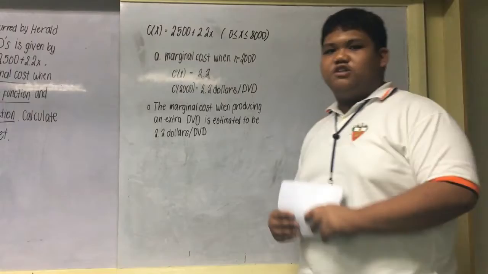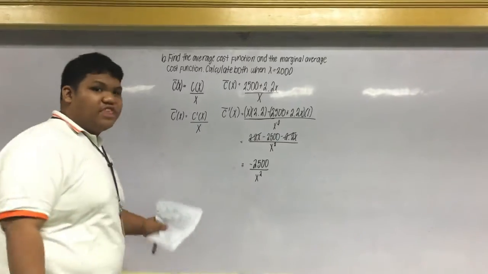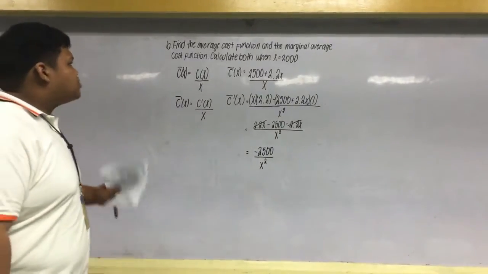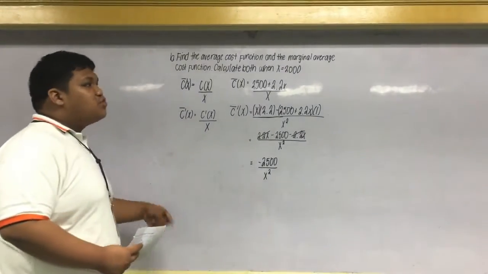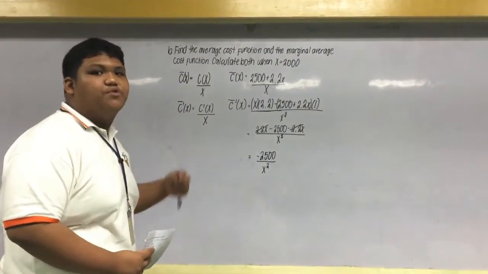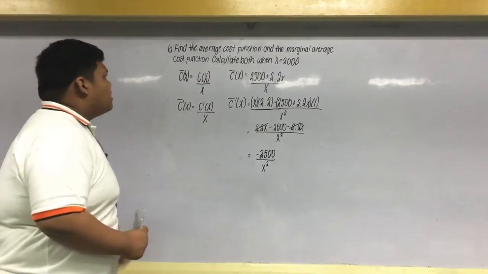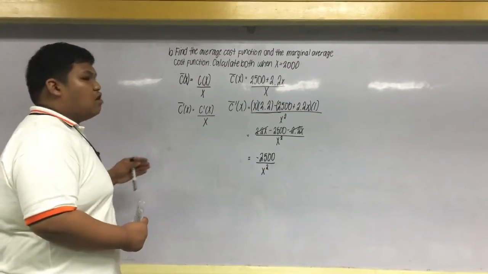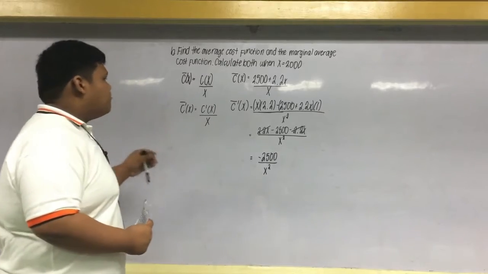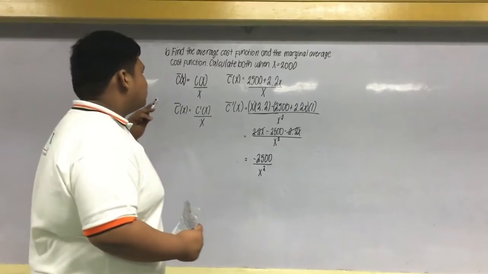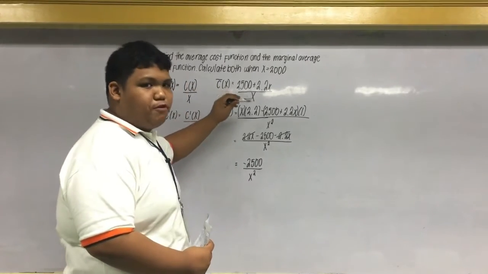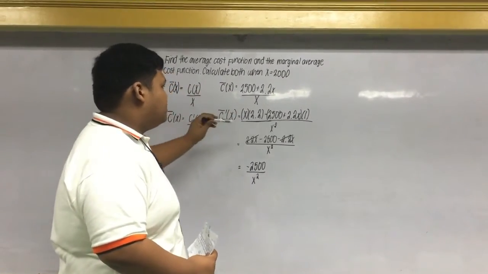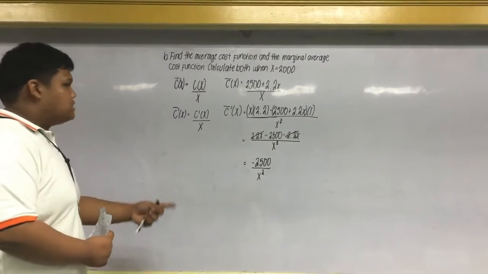The second thing we need to find is the average cost function and the marginal average cost function, and we need to calculate both when x = 2,000. The average cost function is equal to the cost function over the number of DVDs produced. Using that formula, we derive the equation (2,500 + 2.2x) over x, the number of DVDs produced.